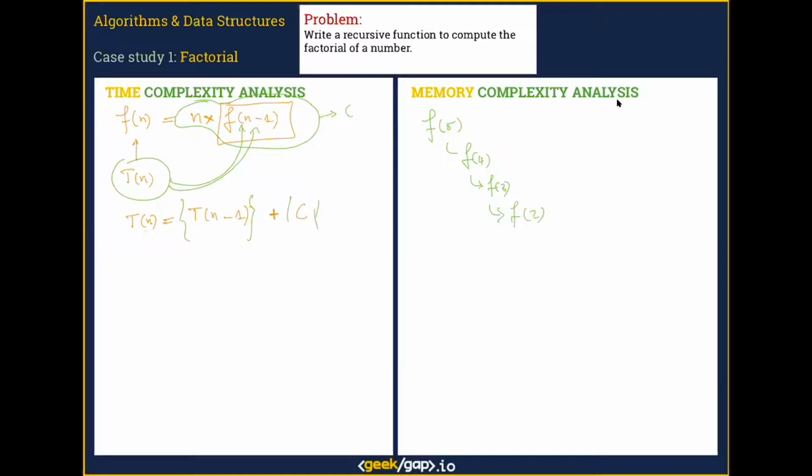So c is a constant. C is the time it takes for doing the multiplication here, the n times factorial of n minus 1 step. And t of n minus 1 is the time it takes to find f of n minus 1. Oh, okay. It's okay then.